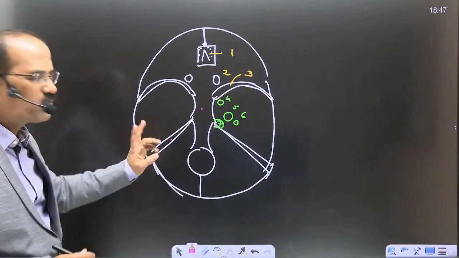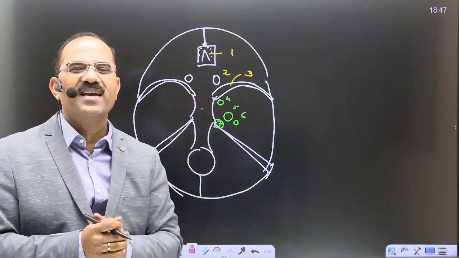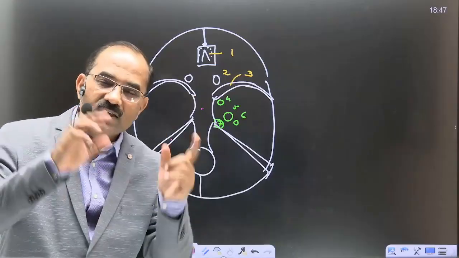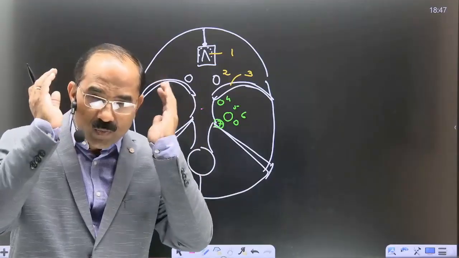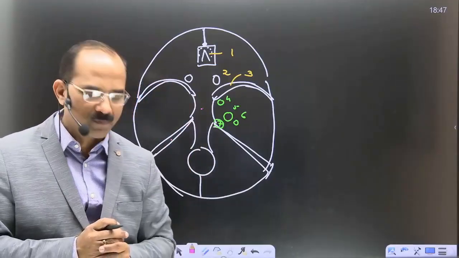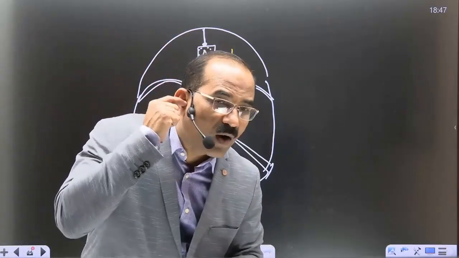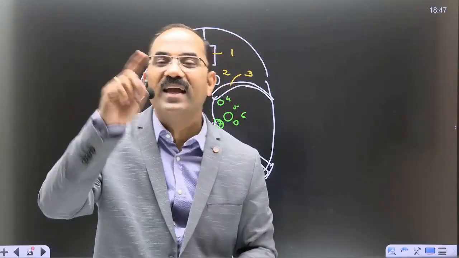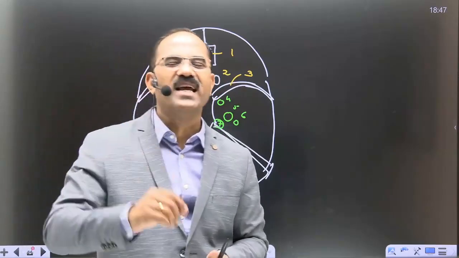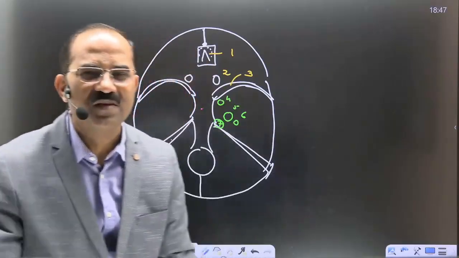Now, in this petrous part, which is very hard like a rock, what lies within it? The internal ear and the middle ear. Now suppose, students, if I have to enter the ear from outside, there's a foramen right here. What's this foramen? External acoustic meatus. From here, I go into the external ear.